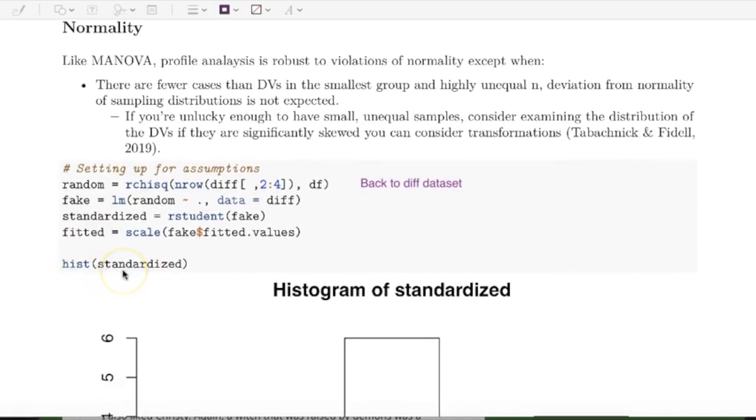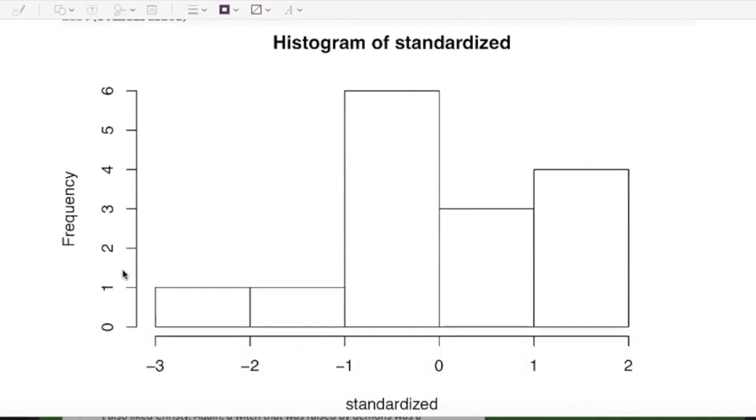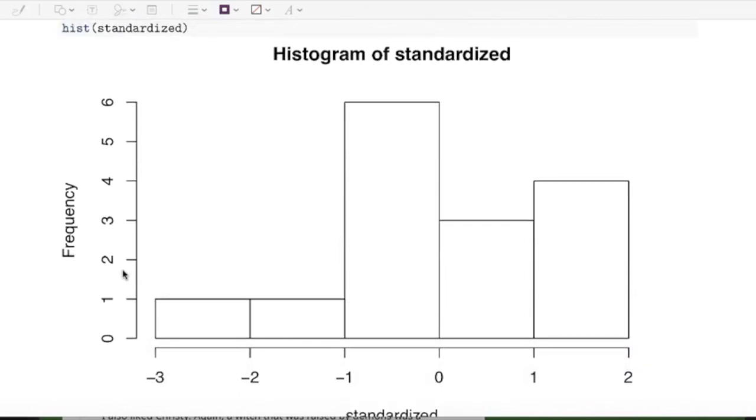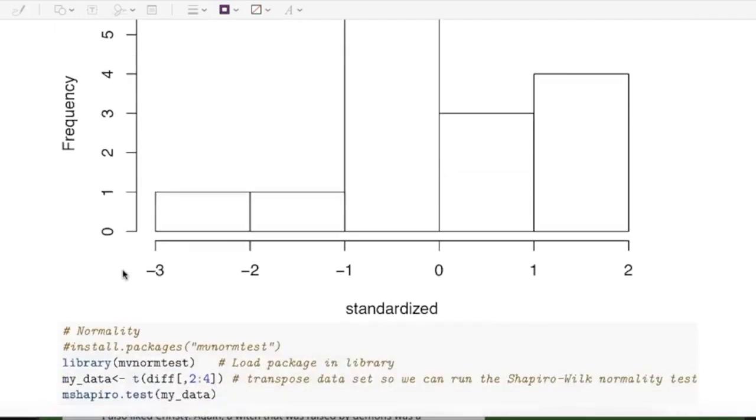This command is just telling R to graph a really nice histogram for the standardized residuals. I wouldn't say it looks normal, but it's definitely not terrible. And you also have to remember our sample size is very small, so we have to lower our expectations.